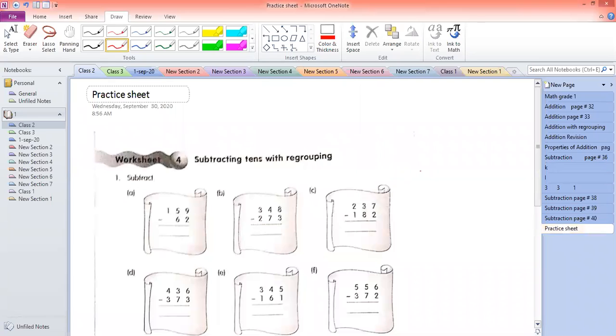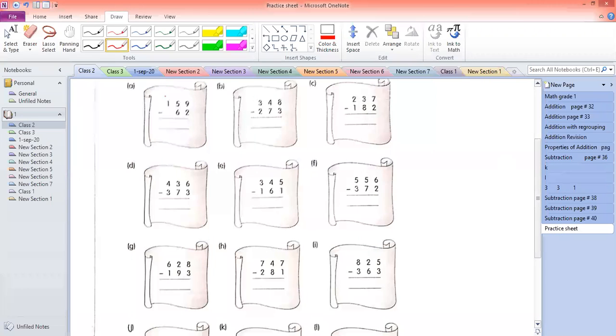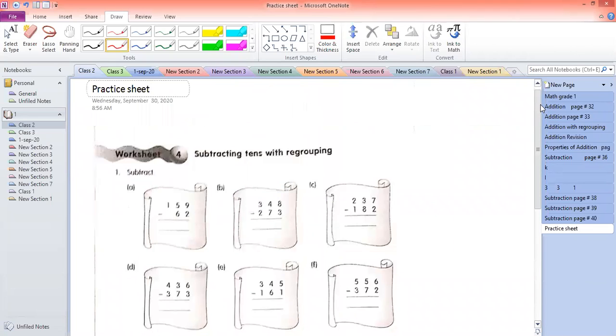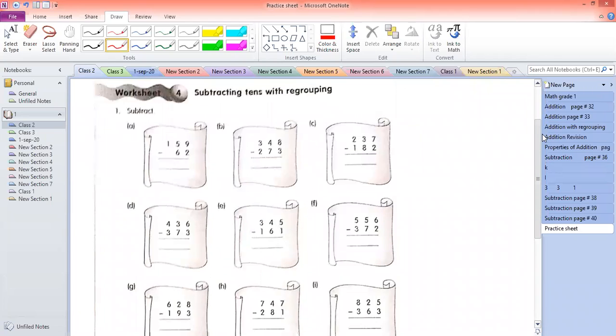This is our practice sheet. And here we have three questions. The first question is 159 minus 62.